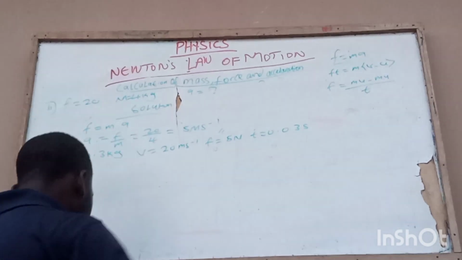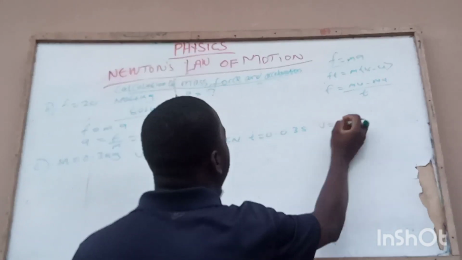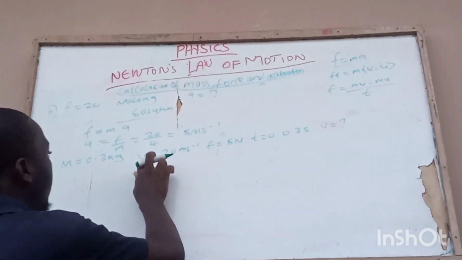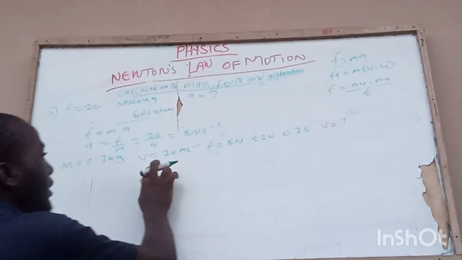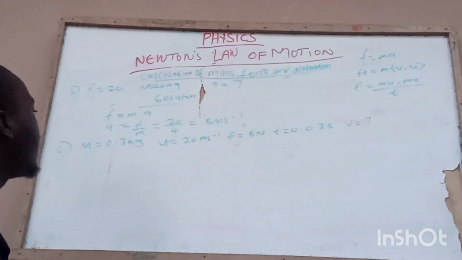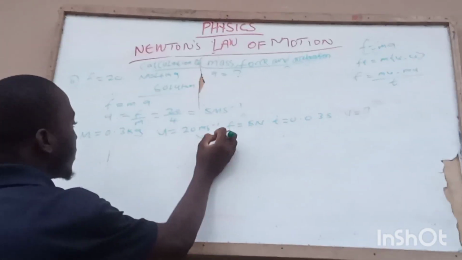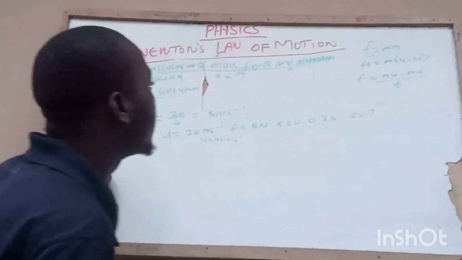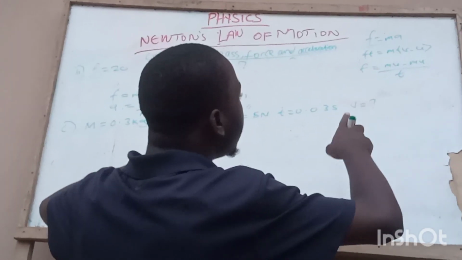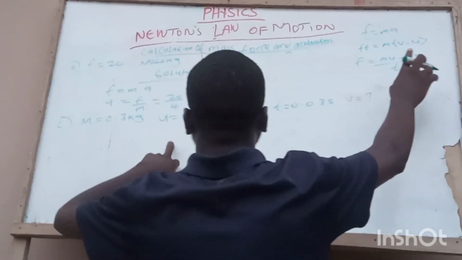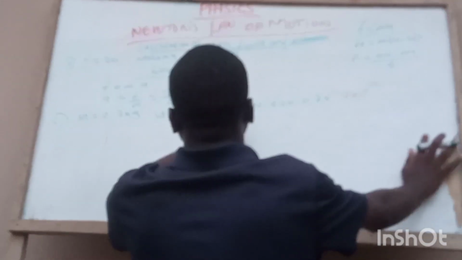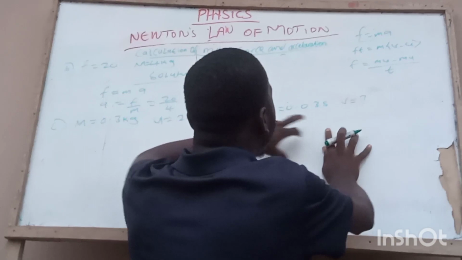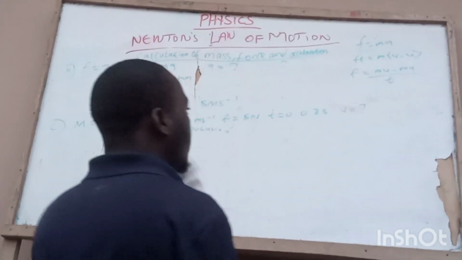So we are to find our new velocity. That's the question. The first velocity is our initial velocity, and initial velocity is u. So let us represent this first velocity as u, so there won't be any confusion. So let's solve. We are given our mass, our initial velocity, our force, and our time. We have to calculate our new velocity.